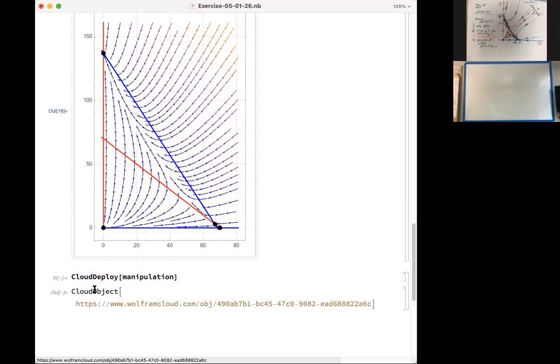So if I take my manipulation and wrap cloud deploy around it, then Mathematica comes back to me with a URL. And this URL would be a URL to the Mathematica animation that you can open in your browser. I'm going to paste this into the chat window. Now, the problem is, you know, what browser are you using, et cetera, et cetera. So cloud deploy's got limitations.